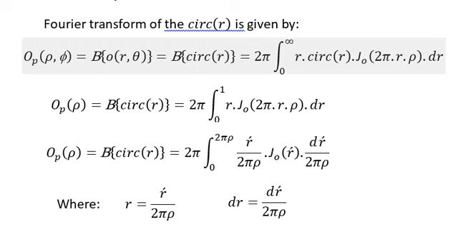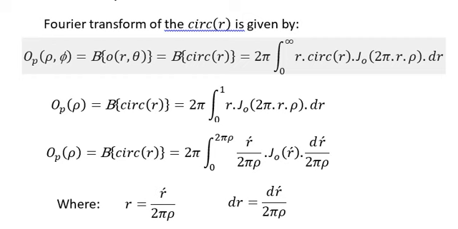So B is operating on O, which is an object having dependence on r and theta, but only the radial part will be important, because this function O is independent of the value of theta, that is, it has no dependence on the azimuthal part. So B is now operating on the circ of r, which is given by 2 pi times the integral from 0 to infinity. The integrand is r multiplied by the circ of r multiplied by J naught with an argument of 2 pi r rho, and the integration variable is r.